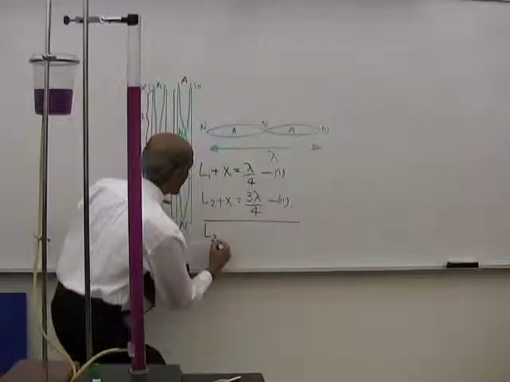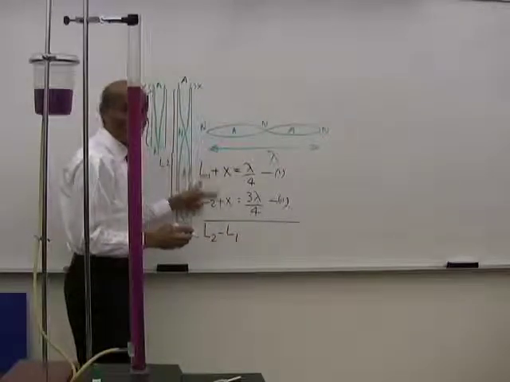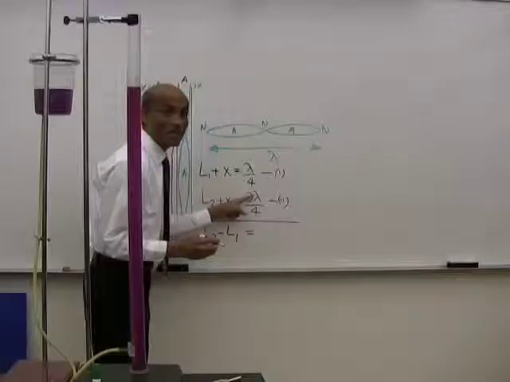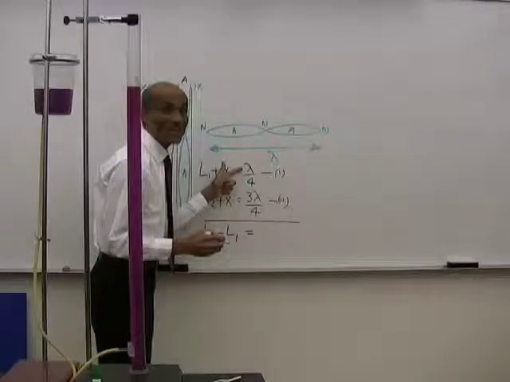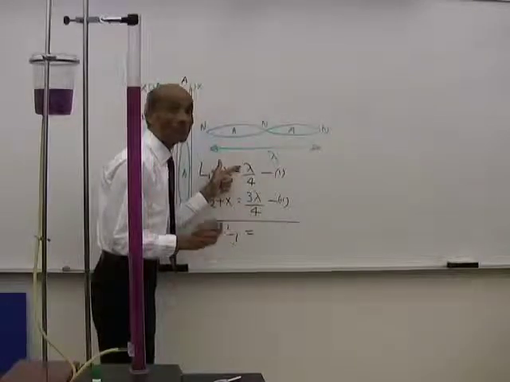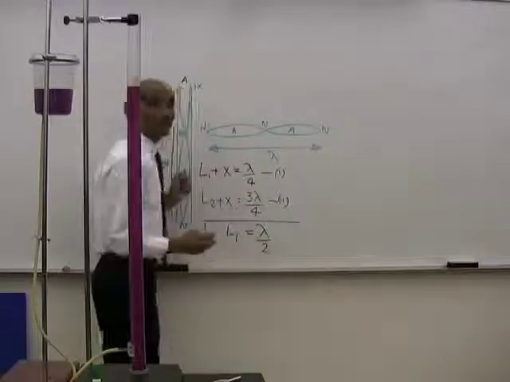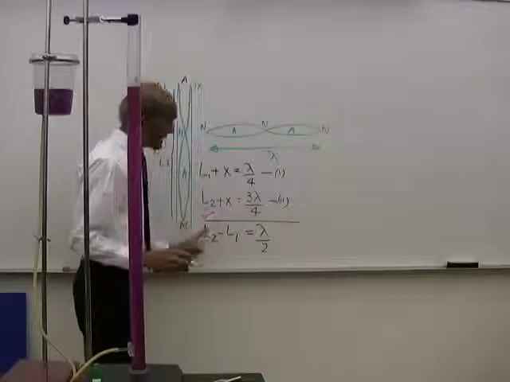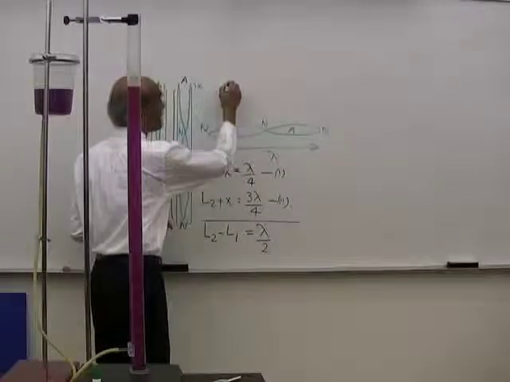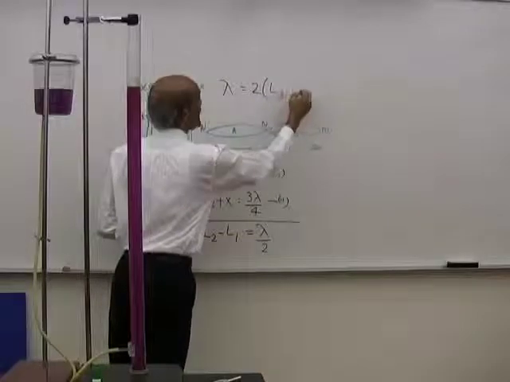Well, I'm going to subtract equation 1 from equation 2. On the left side, I get L2 minus L1. Is that right? L2 minus L1, plus x minus x is 0. And on the right side, I get 3 lambda by 4 minus lambda by 4. What is 3 lambda by 4 minus lambda by 4? It is 2 lambda by 4, which will be lambda by 2. So, we get L2 minus L1 equal to lambda by 2, or I can say lambda equal to 2 times L2 minus L1.